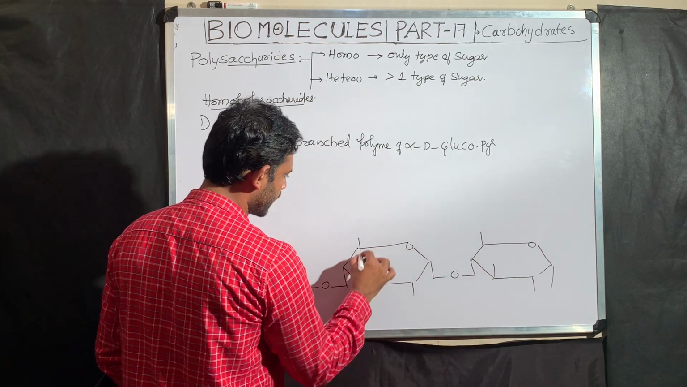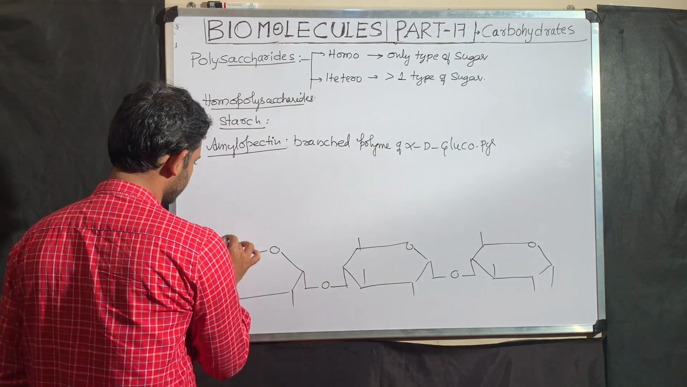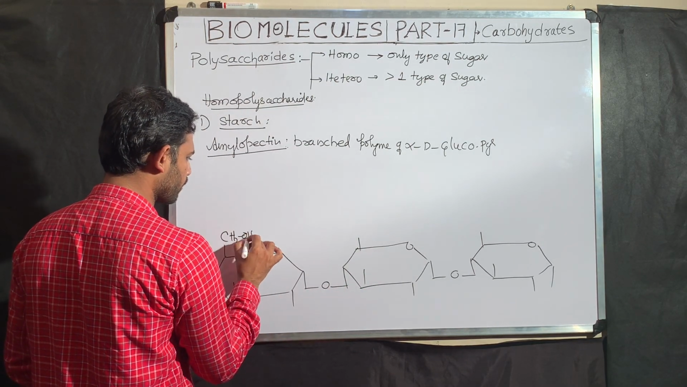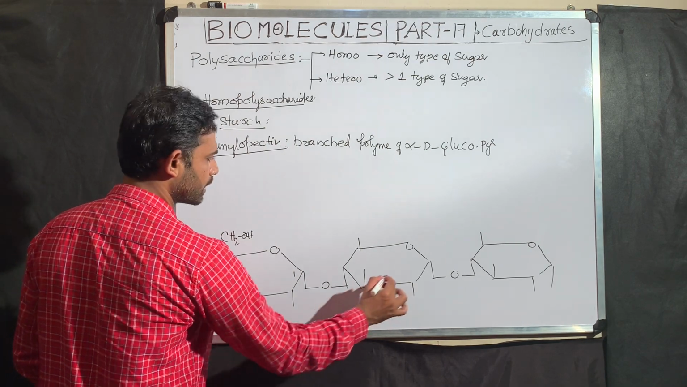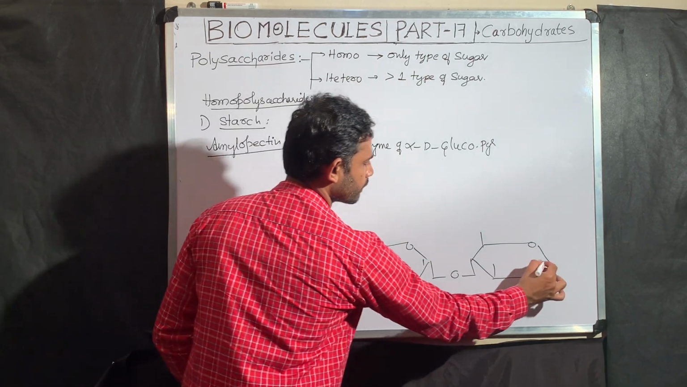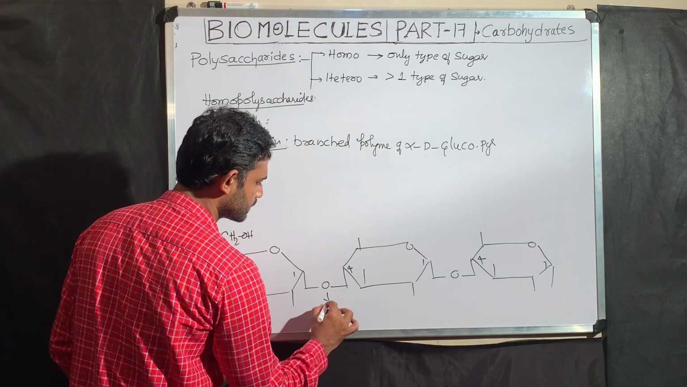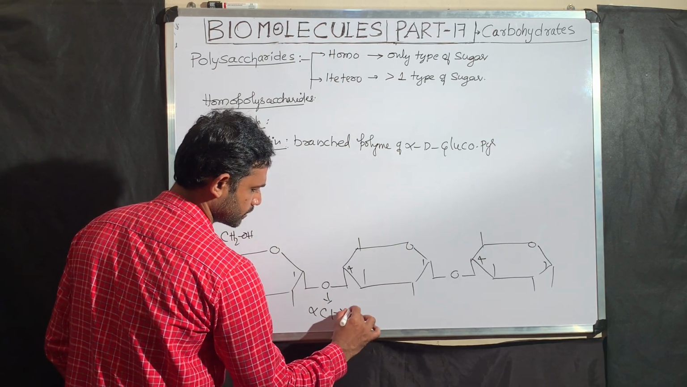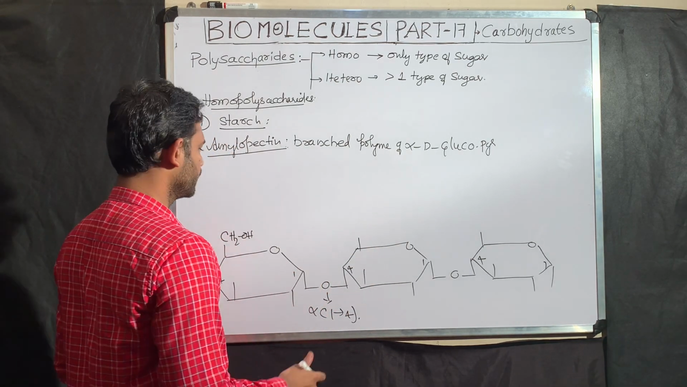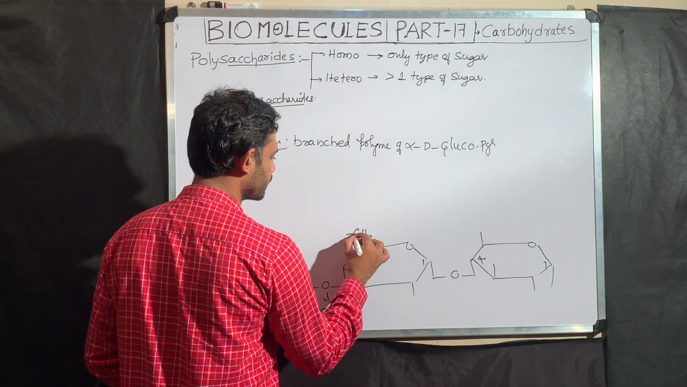By seeing, you should understand what sugar it is. Alpha D glucopyranose. First carbon, fourth carbon. So this bond is an alpha 1 to 4. Okay? Just as I wrote. Here this one is a CH2OH.